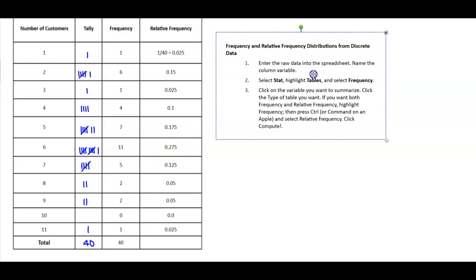Now, how will we do this on StatCrunch? On StatCrunch, we enter the raw data into the spreadsheet, and then we name the column variable. Then we select Stat, highlight Tables, and then select Frequency. Then we click on the variable you want to summarize. You can click the type of table you want. And if you want both frequency and relative frequency, you highlight frequency, then press Control Command, and then select relative frequency. Let's go ahead and do that.